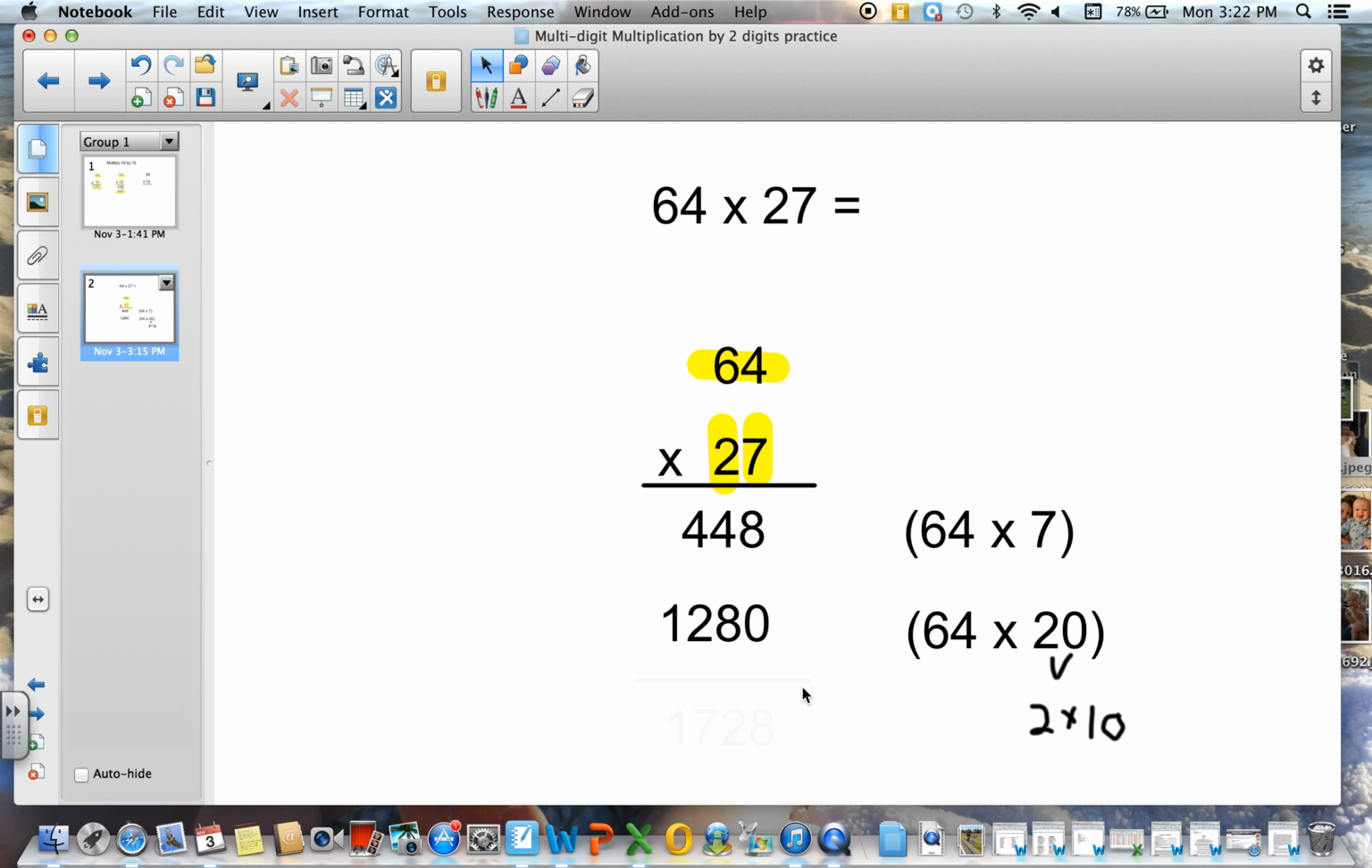And then again, we have our 448 from our 64 times 7. And then we have our 1,280 with our 64 times 20. So now we have to put those together to get our final answer, and it's 1,728. So when you're dealing with multiplying by a double-digit number, it's easiest to multiply by the value of each place, rather than trying to look at it as all one problem.